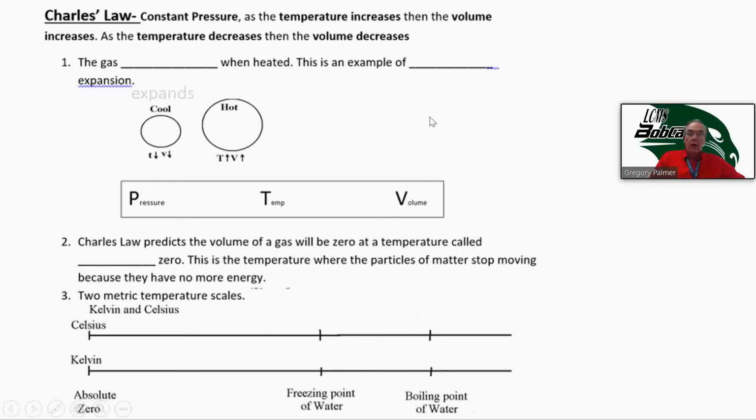Now, Charles worked at constant pressure. The temperature of a gas will increase as the volume increases, and as the temperature of a gas decreases, the volume will decrease. So in real simple terms, this is saying a gas expands when heated. And you should be thinking to yourself, where have I heard about that before? Things expand when they get heated. This is another example of thermal expansion.